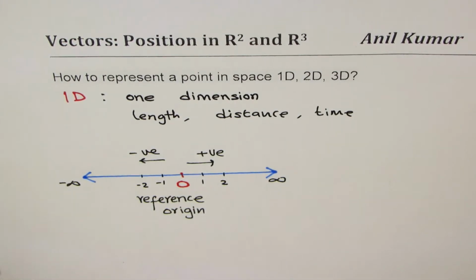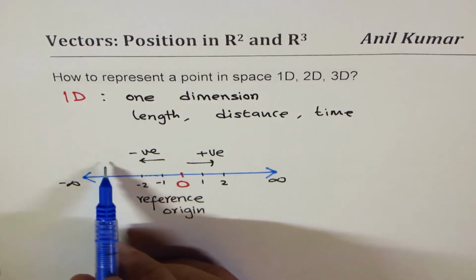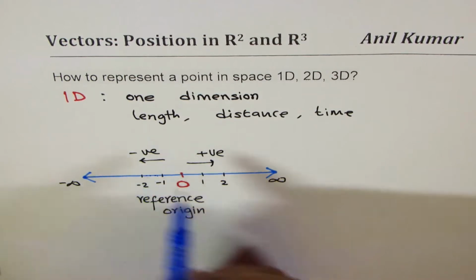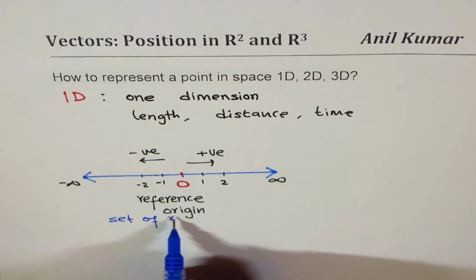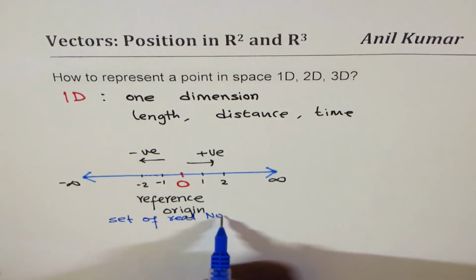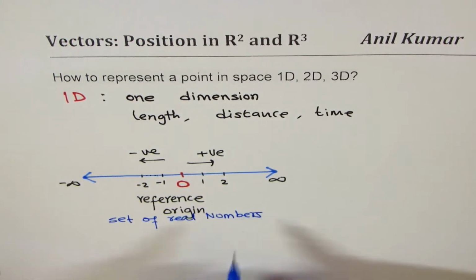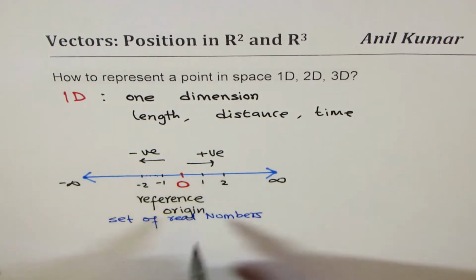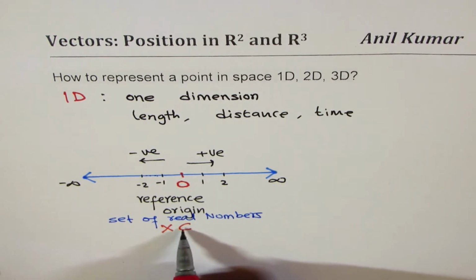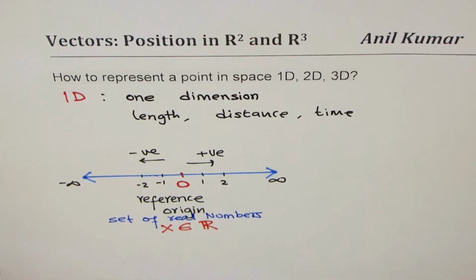And all these points in between, there are infinite points in between, right? So we say they are a set of real numbers. So mathematically, if I represent, let us say x, we say x belongs to the set of real numbers. So that's what we say. So any point can be represented.